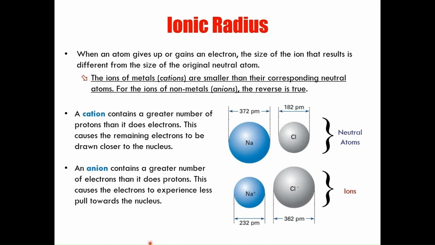This image on the right shows the relationship of ions to atoms, where a positive ion is smaller than its atom, and a negative ion, in the case of chlorine, is larger than its atom.